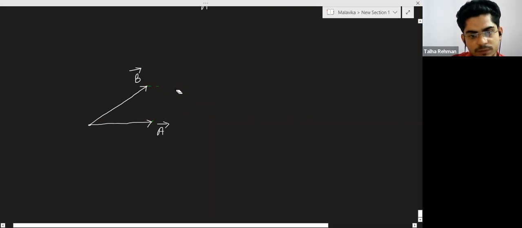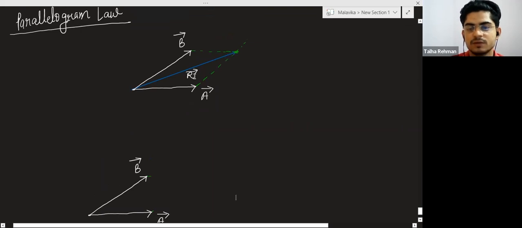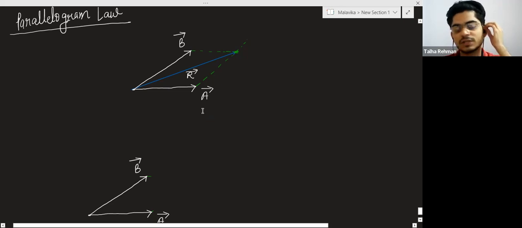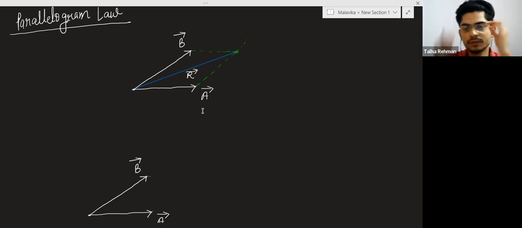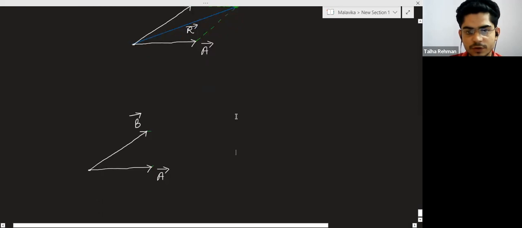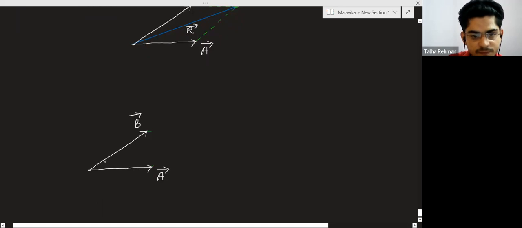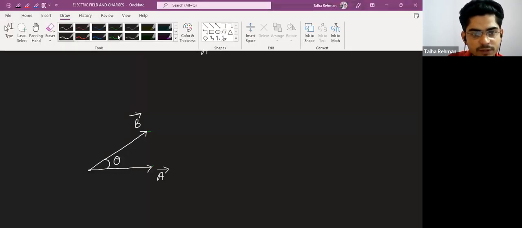If I want to calculate the resultant R in this case, we should have the geometrical tools like a scale and all that. We have to measure the length, and all these things will be performed on the graph. But we have to solve the question. So what you should do: if there are two vectors and the angle between those two vectors is theta, there is a formula to calculate the resultant.